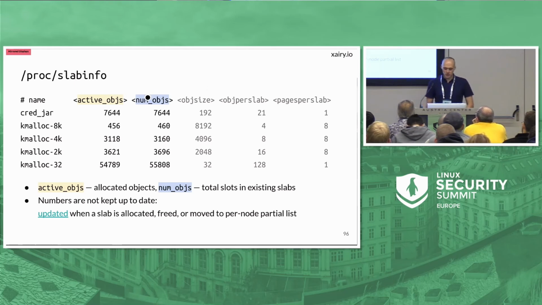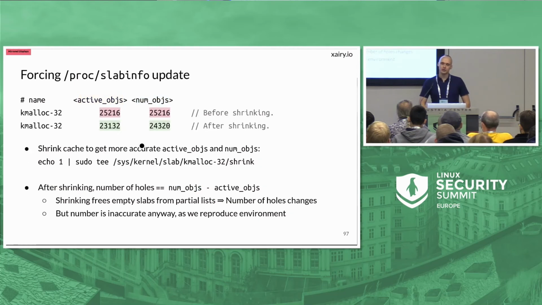There is a bit of a problem with these two numbers: for the SLUB allocator, they're not updated all the time, so they're not kept up to date. If you check here, for example, for the cred_jar cache, these two numbers match, which is a very unlikely situation, that all the free slots within all the slabs that we have are filled. This is quite unlikely. So to find out the actual number of holes that you have in a slab, you have to force the SLUB allocator to update those numbers. There are a few ways you can do that, but one of them is you can shrink the cache. There is a special shrink file which you can write into, and at this point the SLUB allocator will update these numbers.